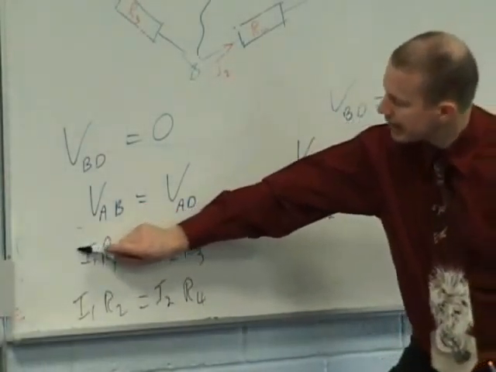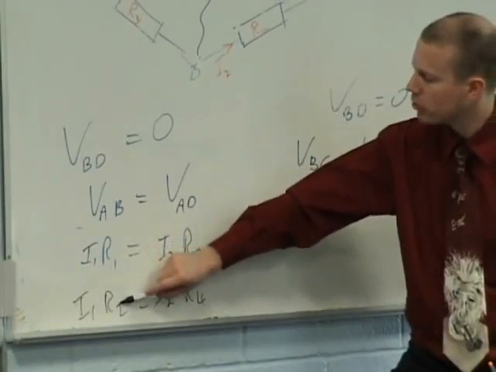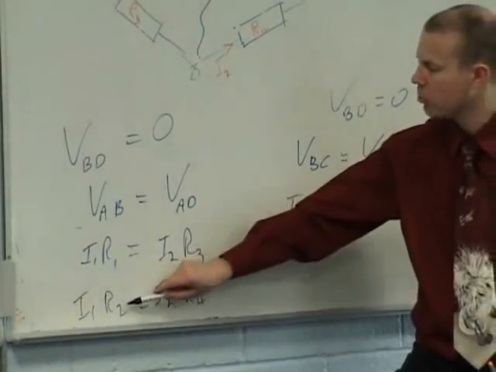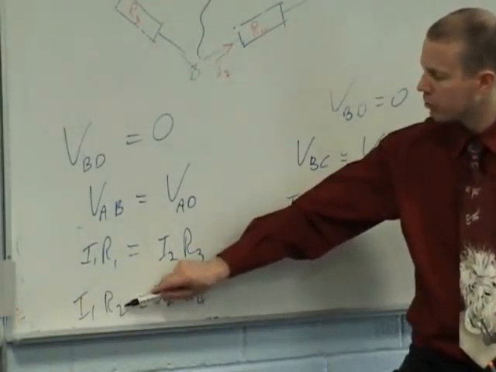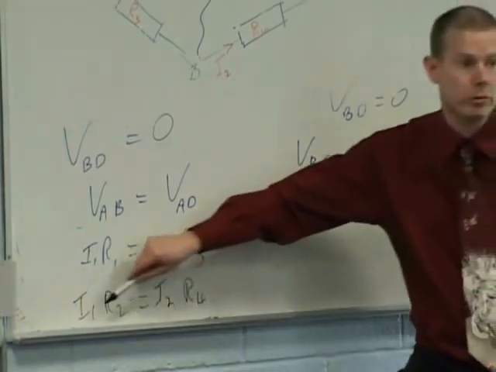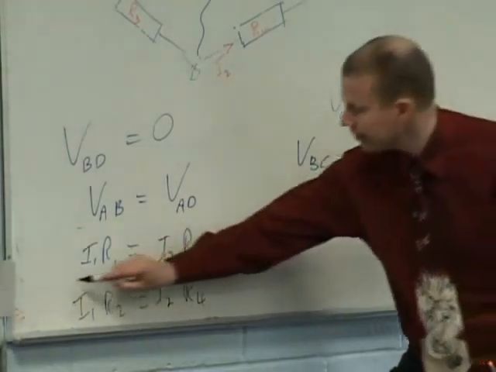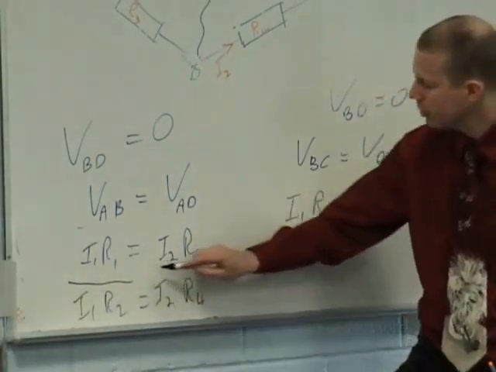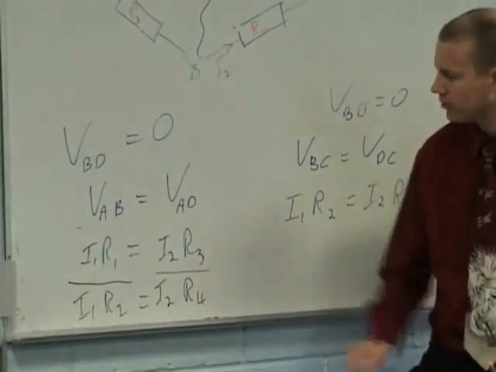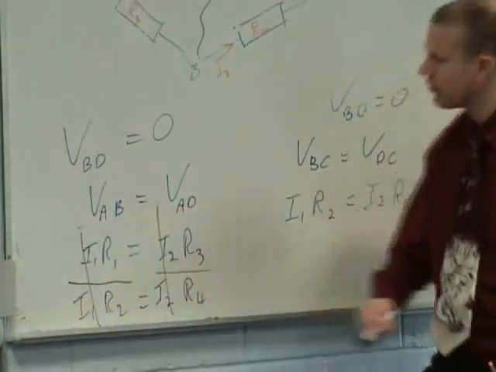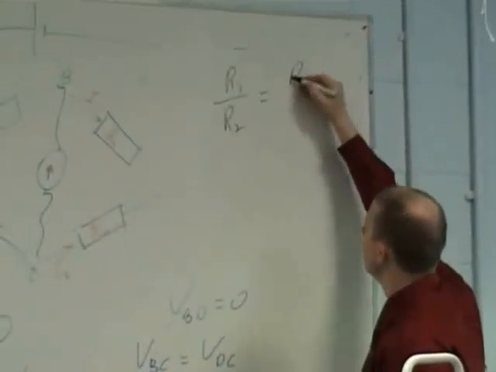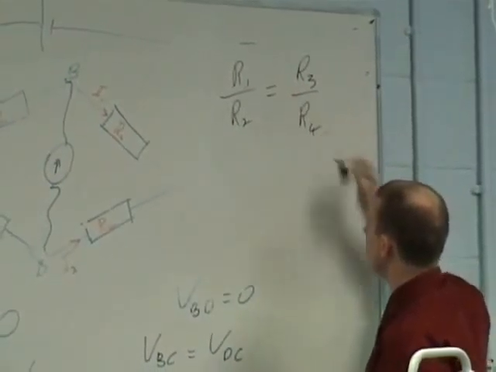If I'm dividing the left-hand side of that equation by I1 R2, and I want to keep an equals, I must divide the right-hand side of the equation by I1 R2. But instead of dividing by I1 R2, I'm going to divide by I2 R4, because it's equal to I1 R2, so it's the same thing. It's the same thing on both sides. And now these cancel, and I'm left with R1 over R2 equals R3 over R4.